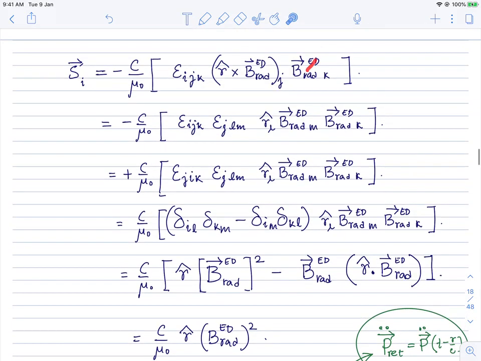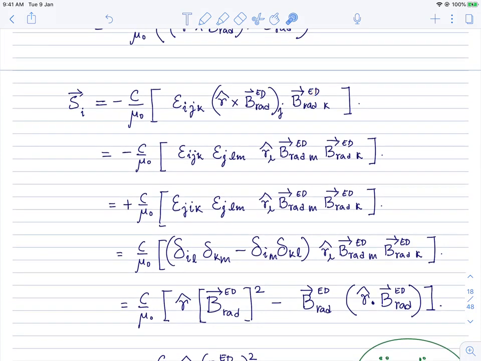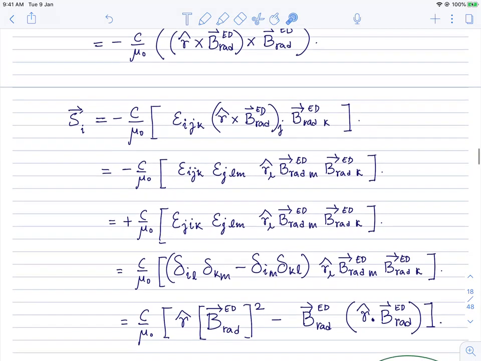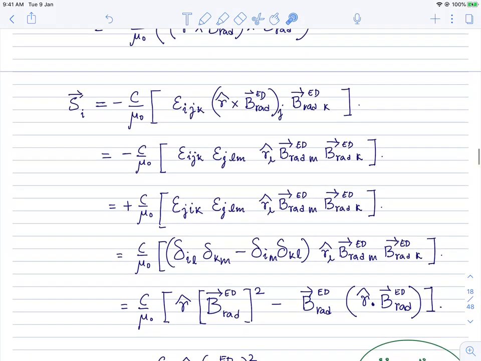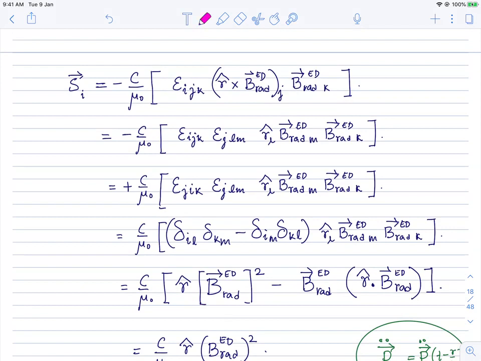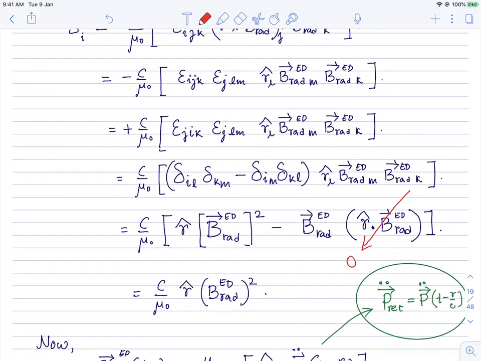I encourage you to go through this algebra once. Essentially you have to calculate these 2 cross products, which you can do using your identities, and it is basically given by this expression here. And here, because the magnetic field itself is perpendicular to r hat, this term will vanish and we will be left with a term which is r hat times the magnitude of the magnetic field square. Equivalently, I can also write this as r hat direction times the magnitude of the electric field square, where the coefficient will adjust itself.